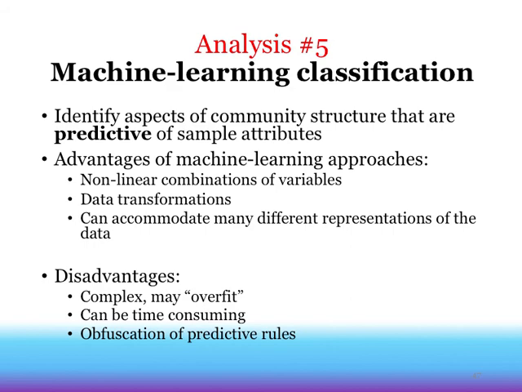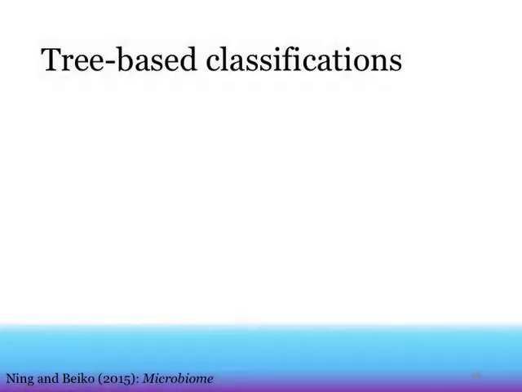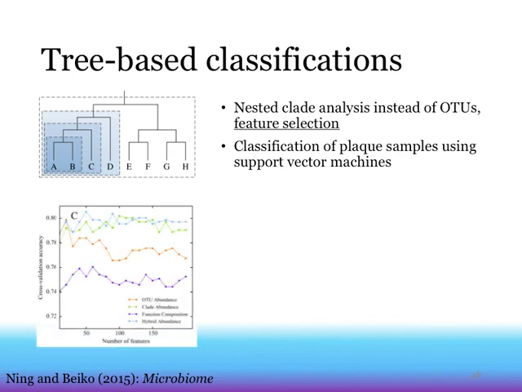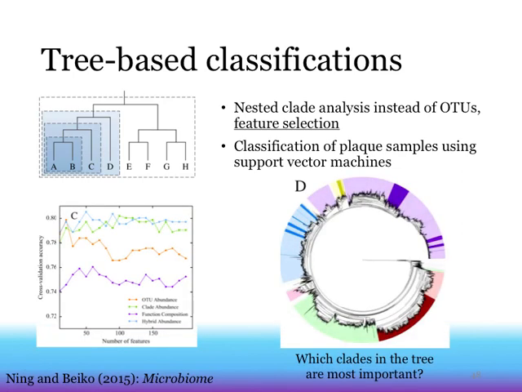Machine learning classification, you know what? I'm going to hand this off to François Lavillette. Basically, they're really powerful and really useful, but there's like a billion different pitfalls you need to consider. So this is one of my favorite studies. Well, one of my own favorite things that I've done in my life. And it's using something called support vector machines or random forests to distinguish supragingival plaque communities from subgingival plaque communities, and using not just OTUs, but a more phylogenetic-based approach. I'm just going to leave it there.